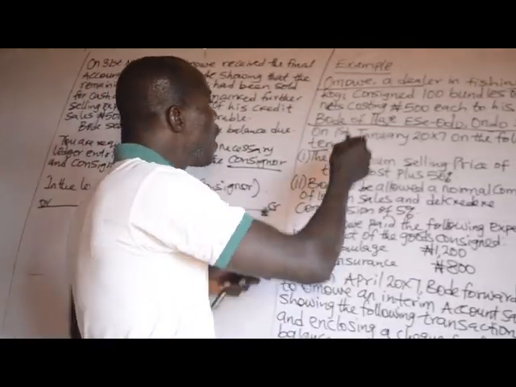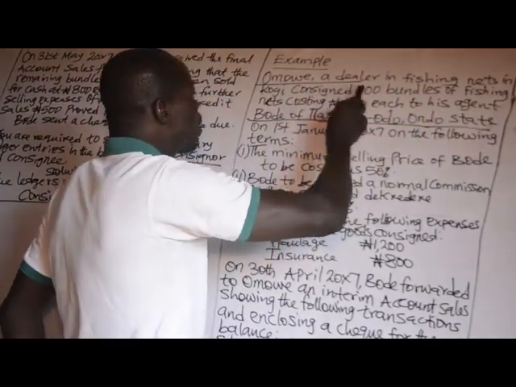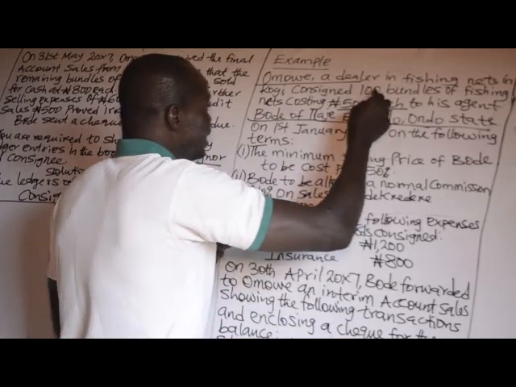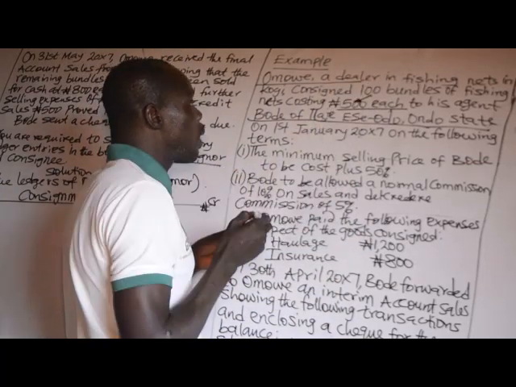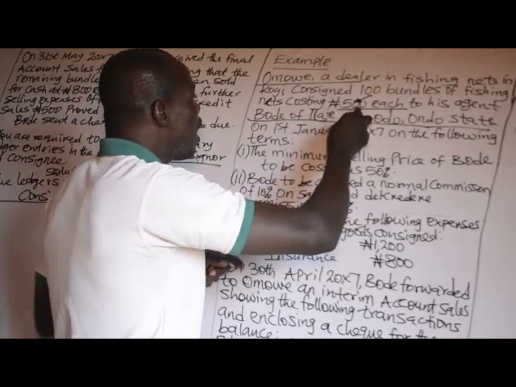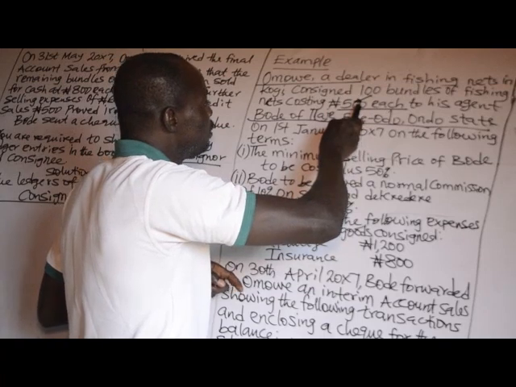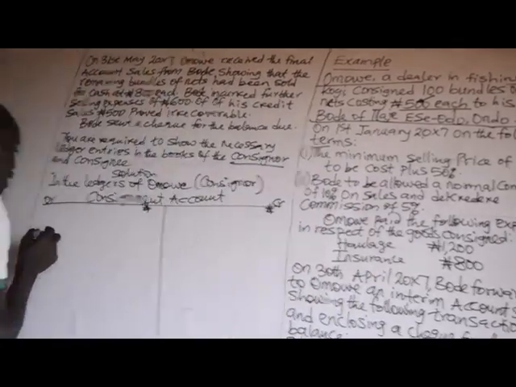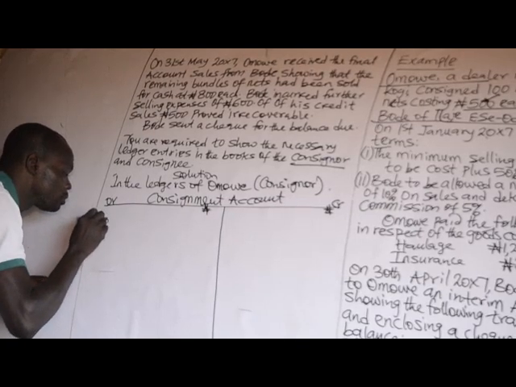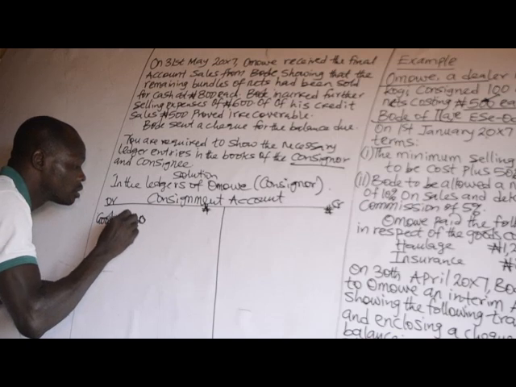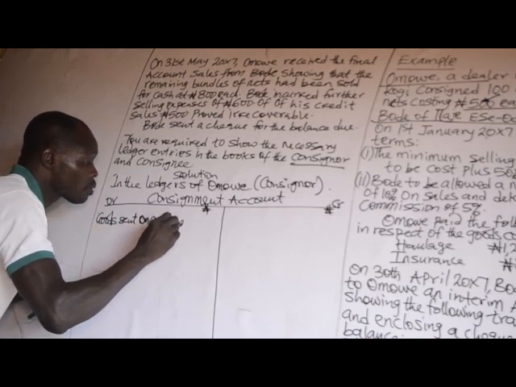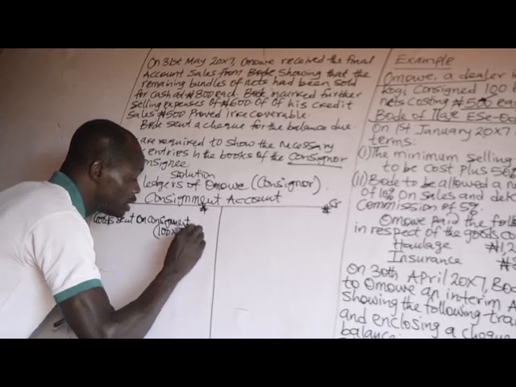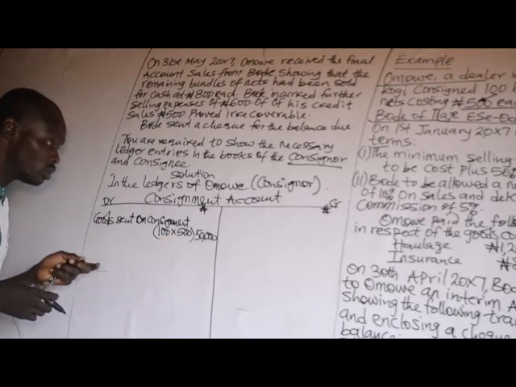We were told Onmyway, a dealer in fishing nets in Kogi, consigned 100 bundles of fishing nets costing 500 naira each to his agent. That is, 100 bundles were sent to the agent. That means 100 times 500, which gives us 50,000 naira. The value of the goods sent on consignment is 50,000 naira. Now at the debit side, we have the value of goods sent on consignment: 100 bundles at 500 naira each, which gives us 50,000 naira. That is the value of the goods on consignment.